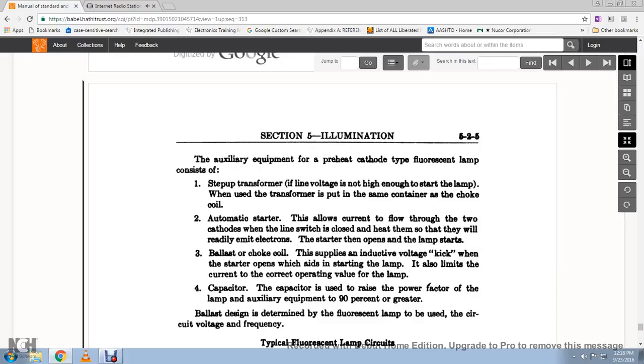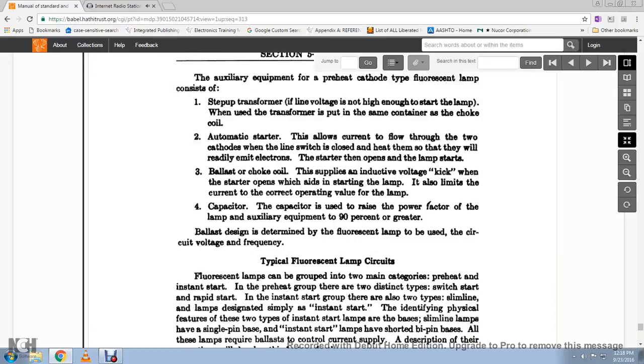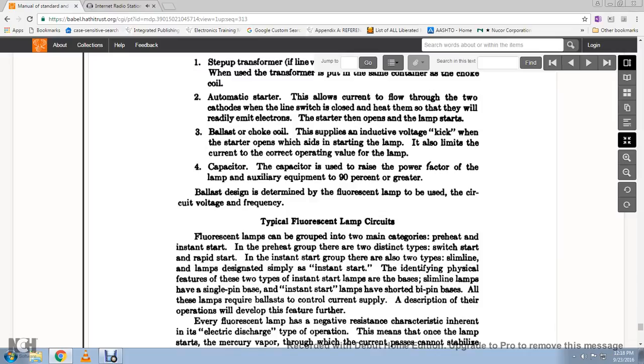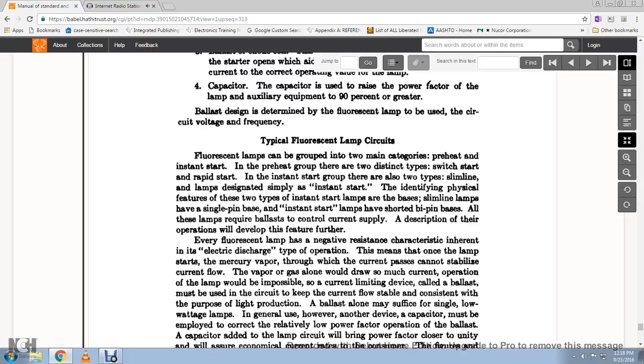A capacitor is used to raise the power factor of the lamp auxiliary equipment to 90% or greater. Ballast design is determined by the fluorescent lamp to be used and the circuit voltage and frequency. The types of fluorescent lamp circuits.